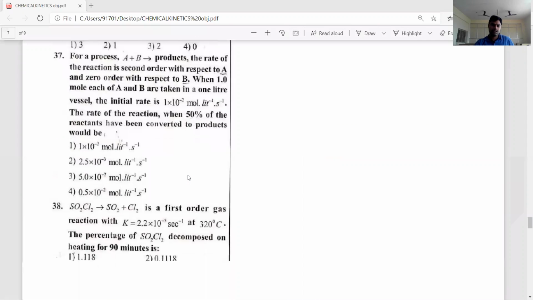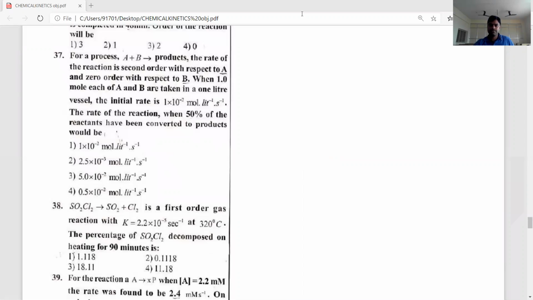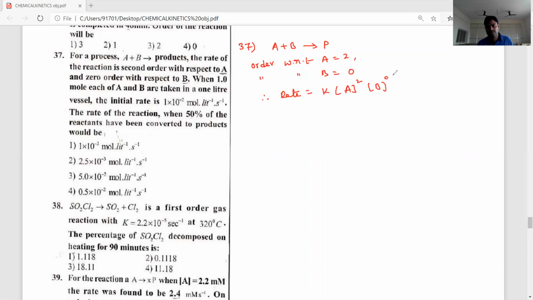Next, 37, it's very easy. The reaction process A plus B is converted into products. The rate of reaction is second order with respect to A and zero order with respect to B. So for this rate expression, order with respect to A is equal to 2, order with respect to B is equal to 0, then the rate is equal to K into A square into B power 0, which is nothing but K into A square. It is very clear.